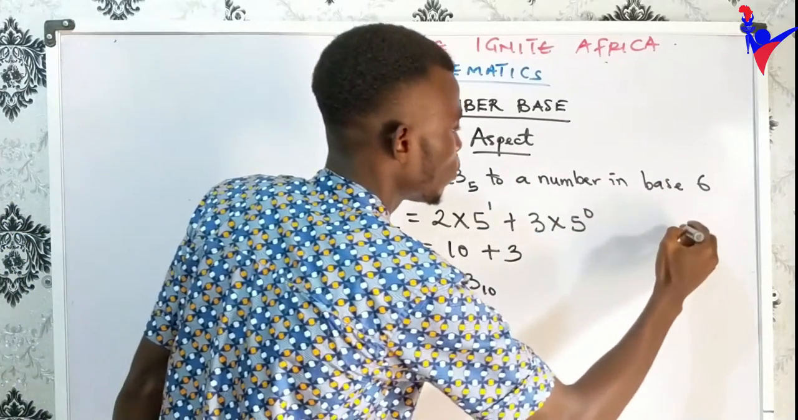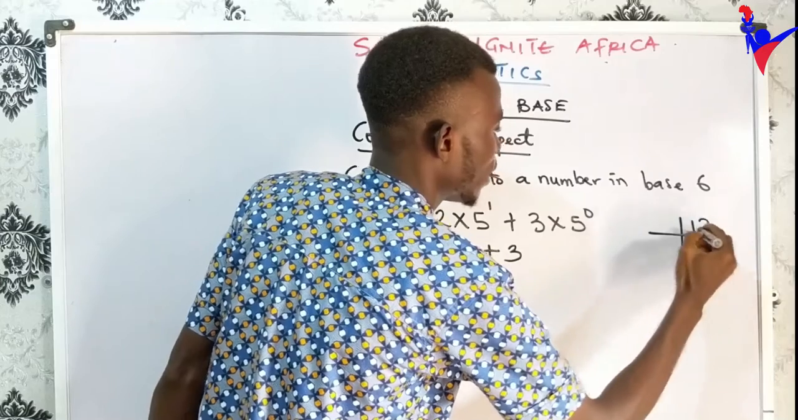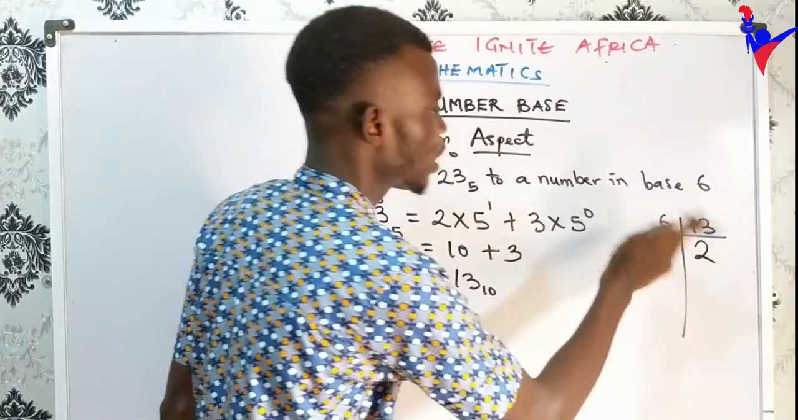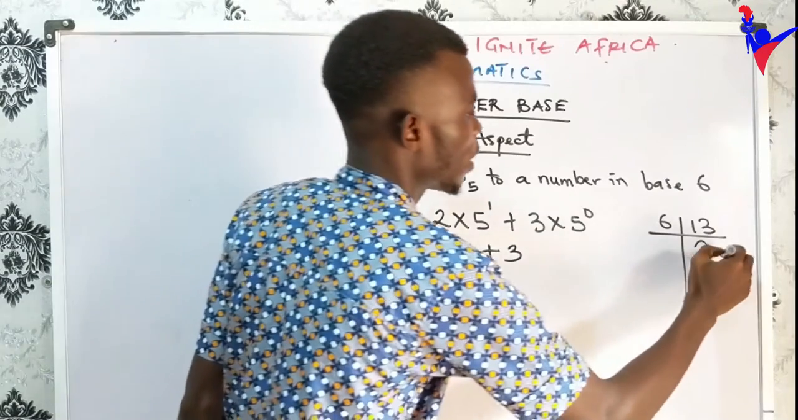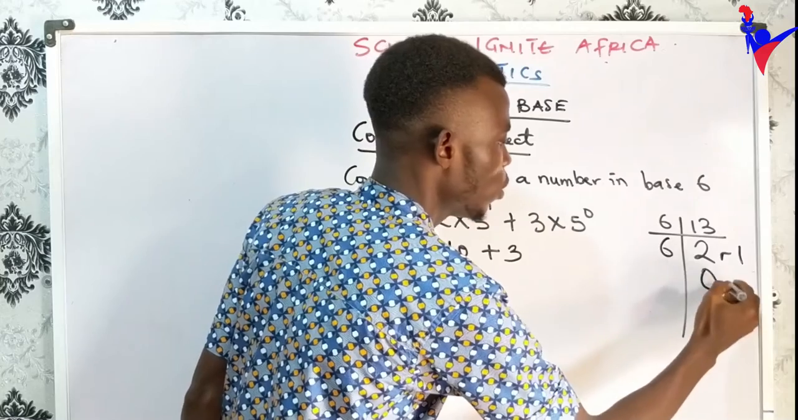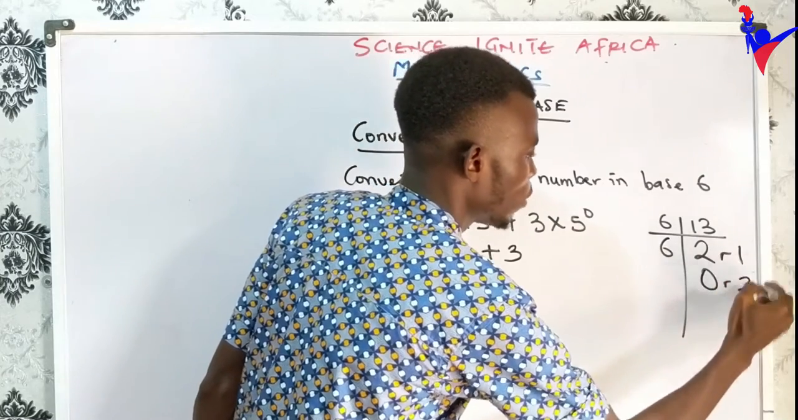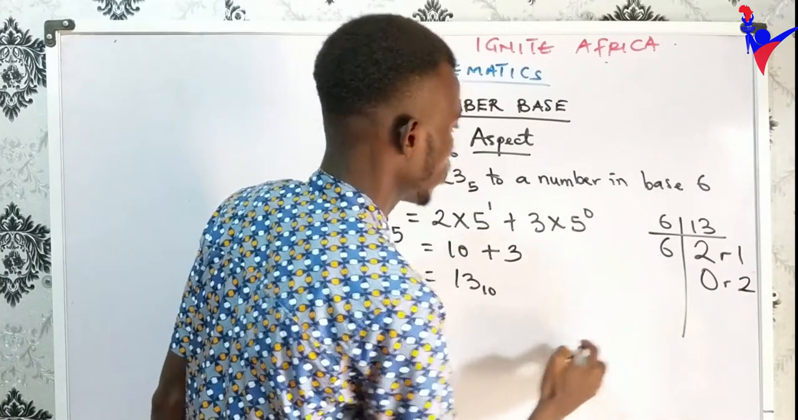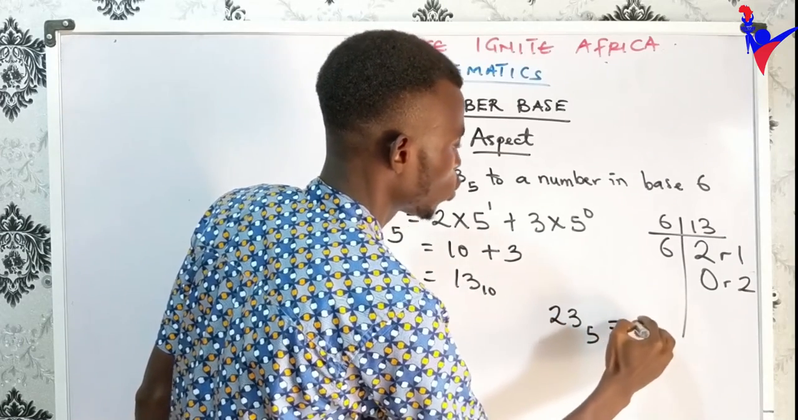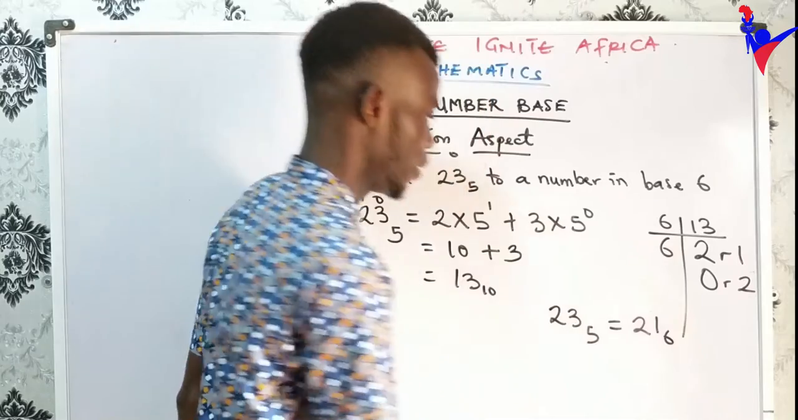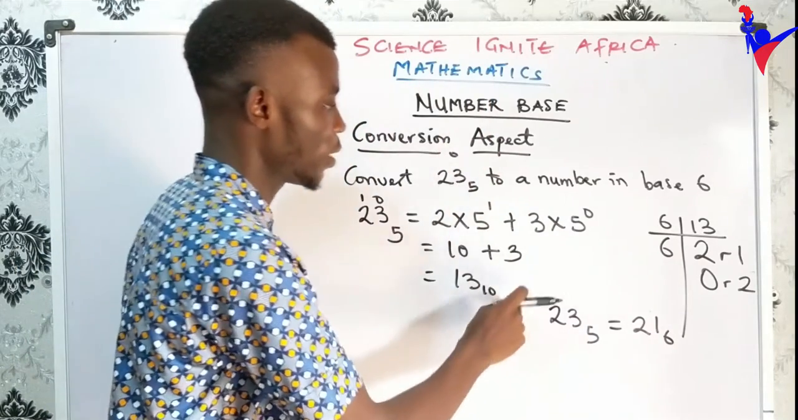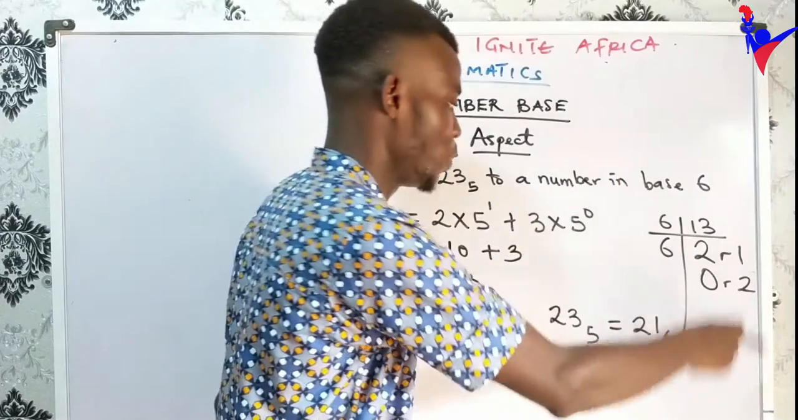Then the next thing, you have your 13, then you have your 6. 6 in 13 is 2. 2 multiplied by 6 is 12. Remember, we are left with 1. Then we have 6 again, and you now have 0 remainder. You bring these 2 down, you have 2. So your answer will be: 23 base 5 is equal to 21 base 6. You can see the first thing I had to do was convert to base 10, and from base 10 I converted to base 6.